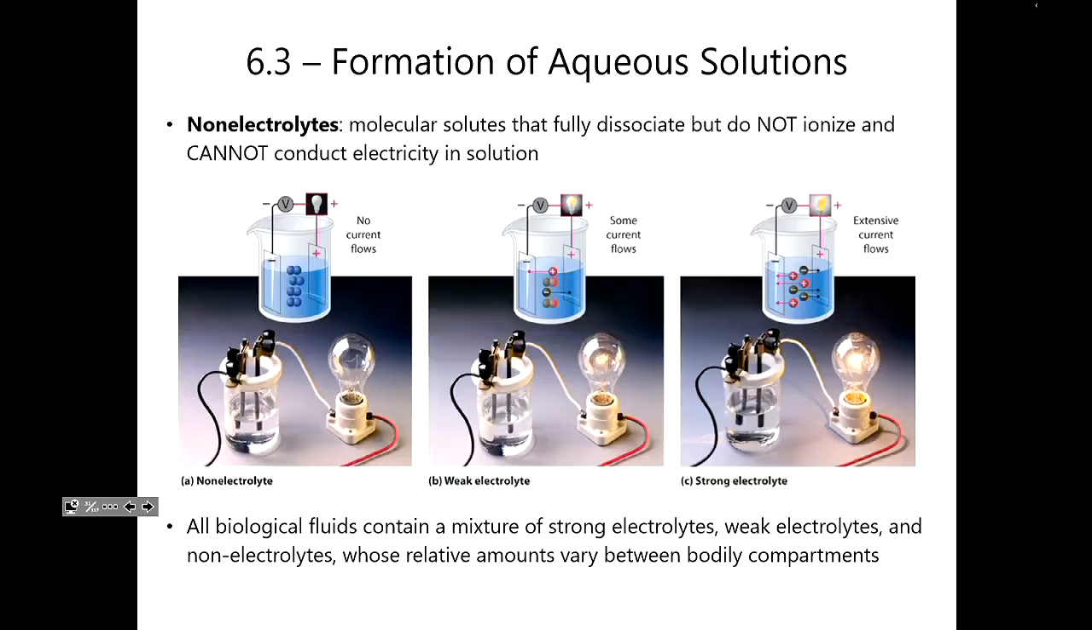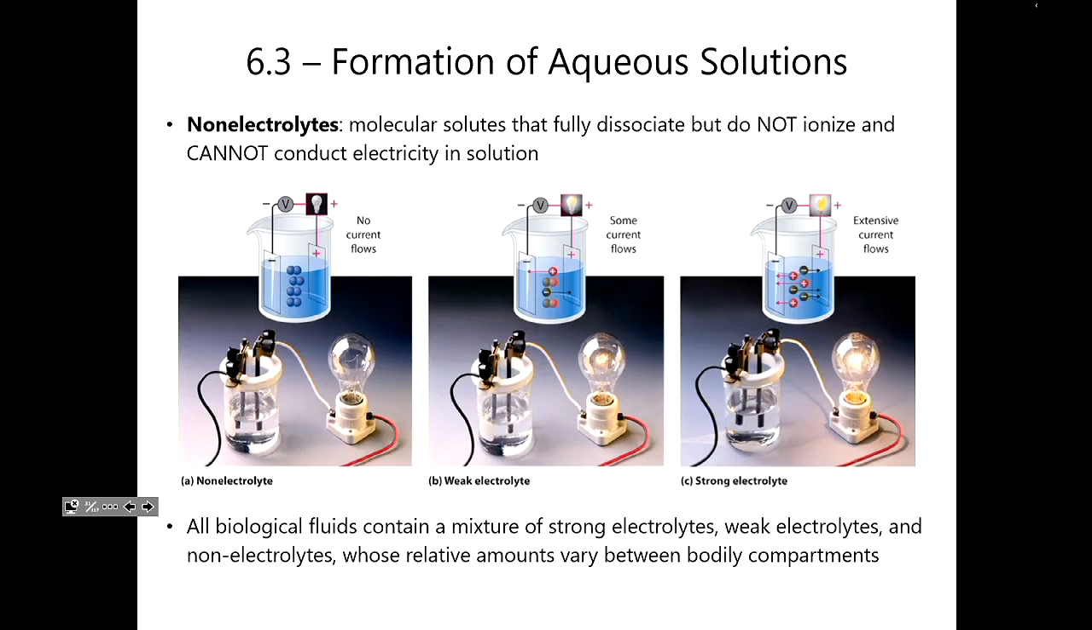And then the other extreme would be non-electrolyte, meaning these are always molecular substances that simply dissolve and exhibit zero ionization. No ions are produced from these substances. The most common examples are organic molecules that do not have any acid-base properties. We're going to talk about acids and bases later.